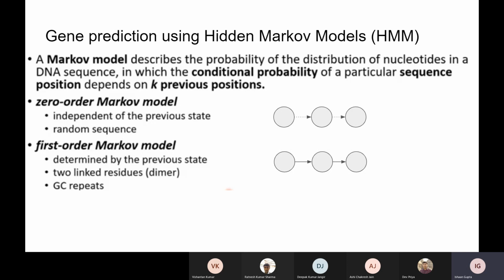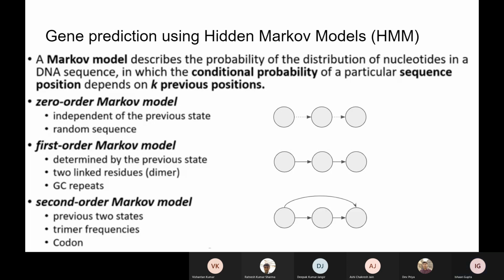So if you have a first order Markov model, which has been trained on looking for GC repeats in the genome, you take all the locations where you have GCs and you find, when you are in a region which has GC repeats, what is the probability of finding a C which is preceded by a G. Then you can apply these first order Markov models to find such regions where you have GC repeats.